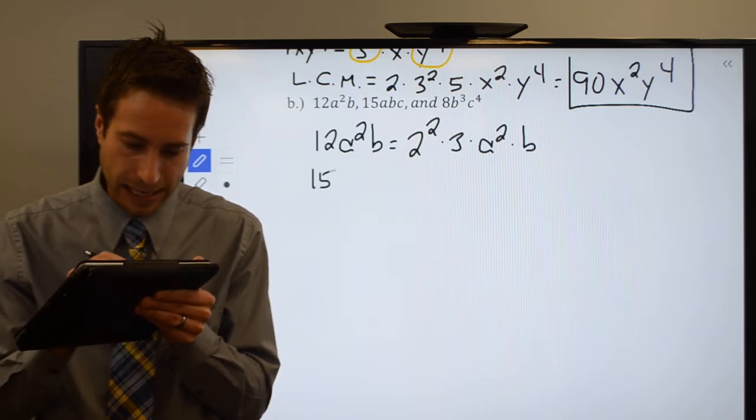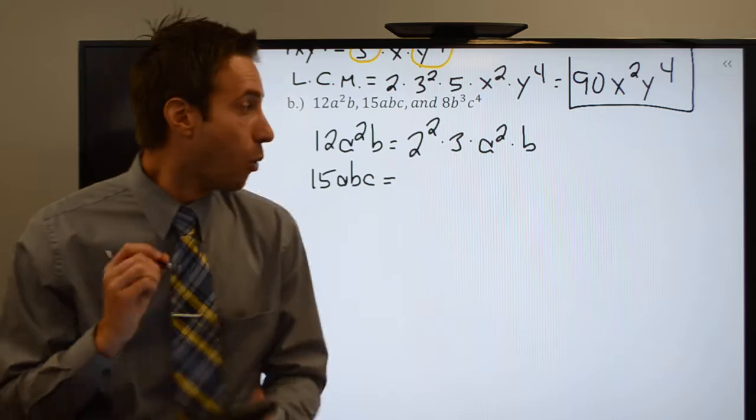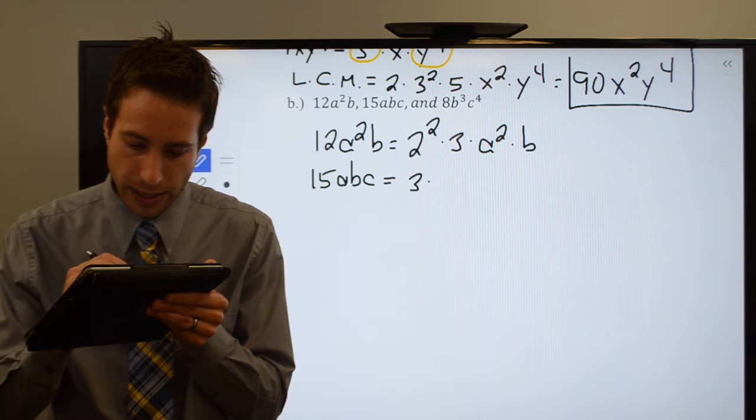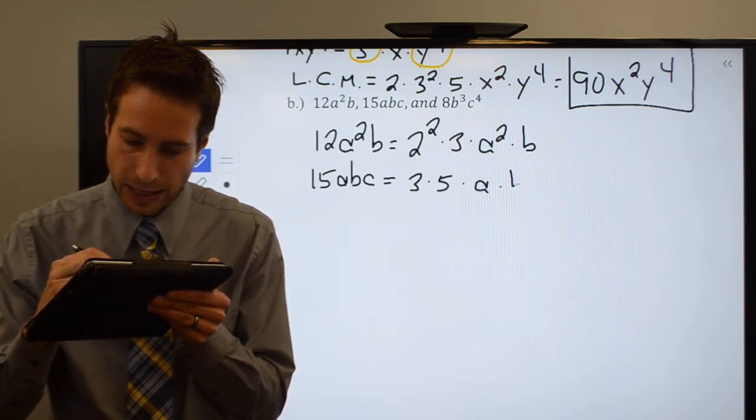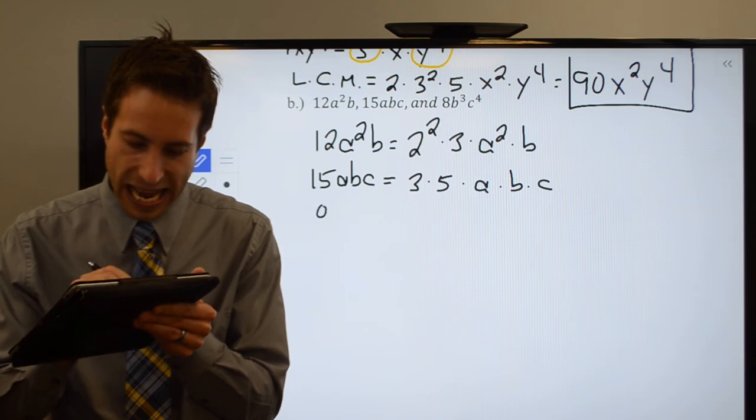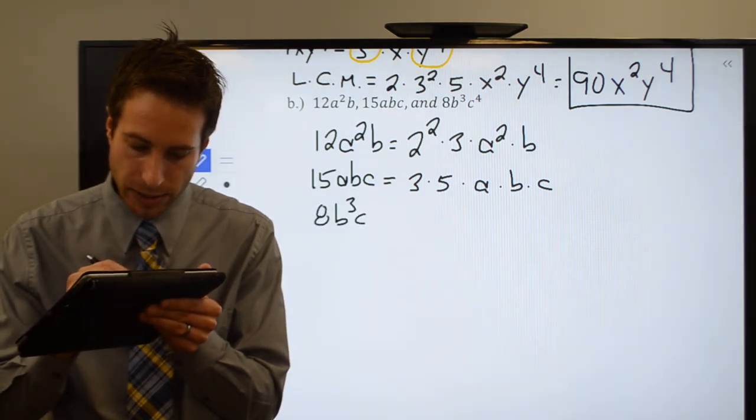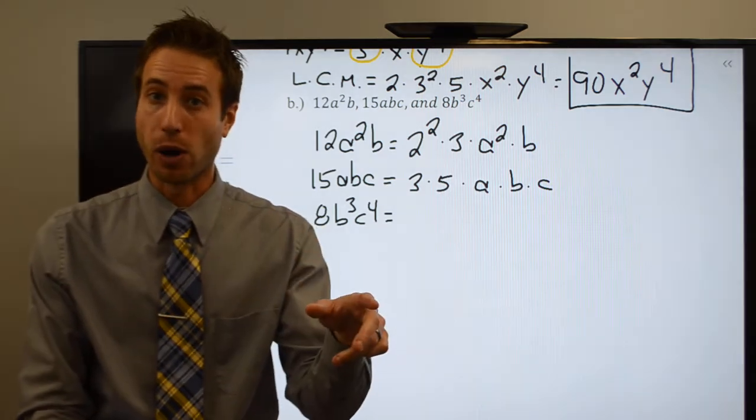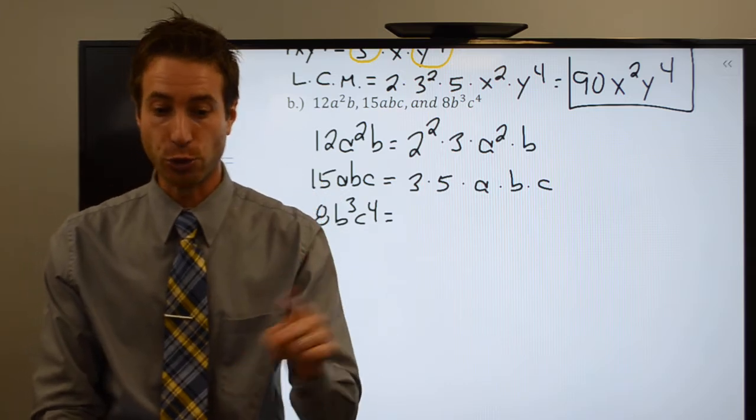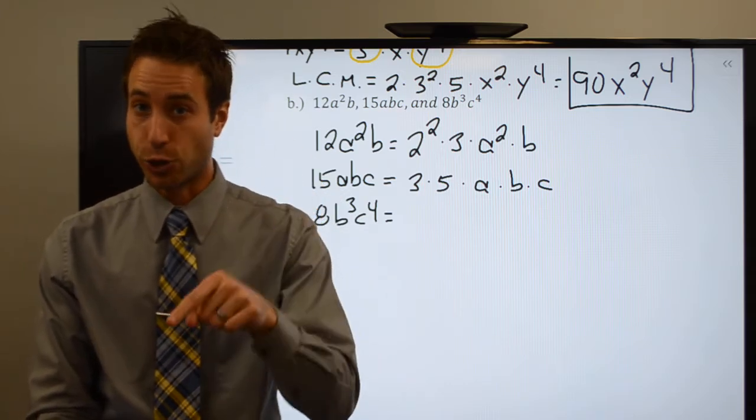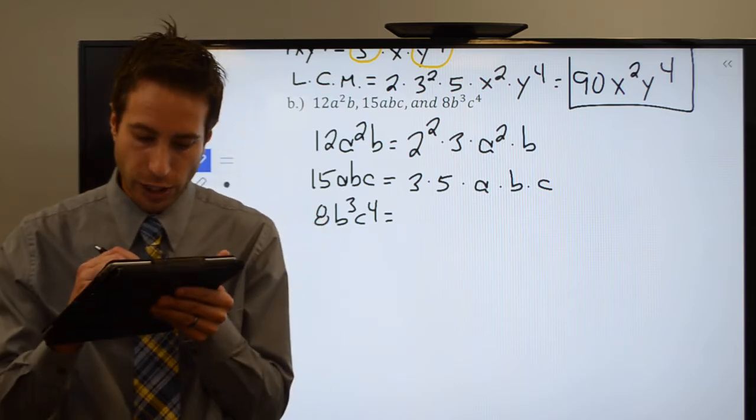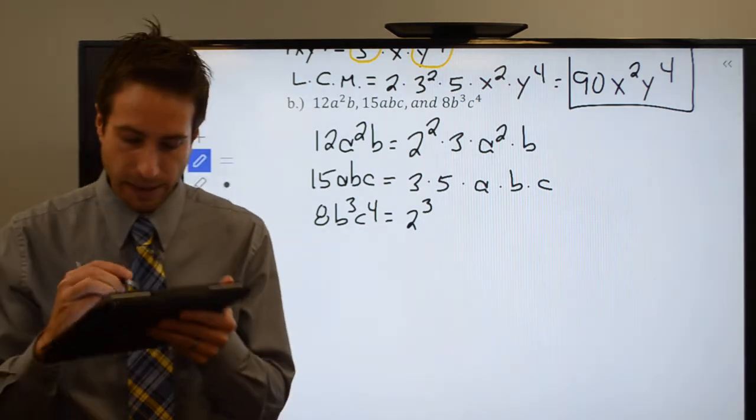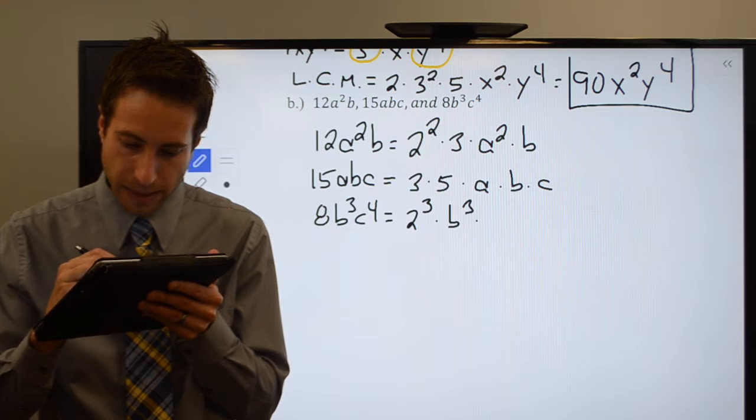All right, great. 15abc. Well, 15 is 3 times 5, and both 3 and 5 are prime, so there's nothing else I can do to them. 3 times 5 times a times b times c. What about 8b cubed c to the fourth? Well, 8 can be split up into 2 times 4, but the 4 can be factored into 2 times 2, which gives me 2 times 2 times 2, which is 2 cubed. So I'll jump straight to the 2 cubed as the prime factorization of 8, and then I keep my b to the third and my c to the fourth.